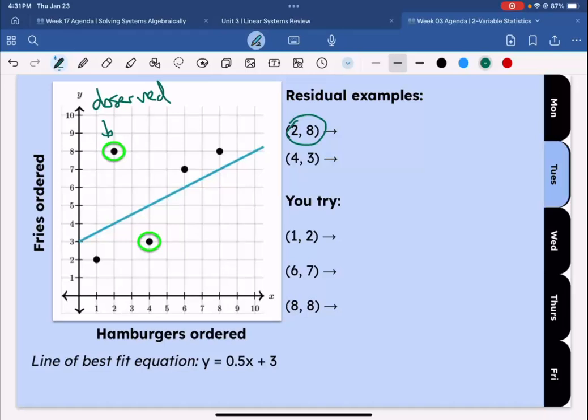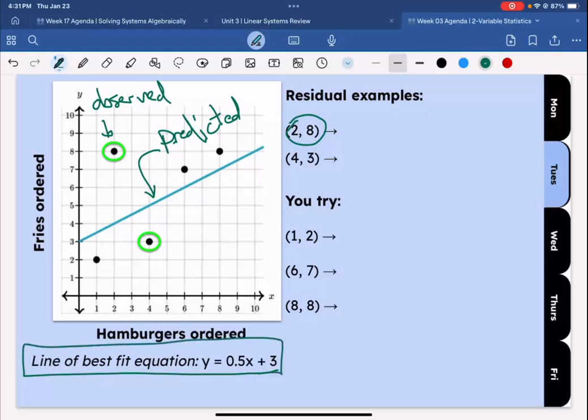Observed data, whereas our line is predicted. So predicted on the line from the graph or from our equation for the line of best fit down here. So if we're looking at this data point, for 2 hamburgers ordered, we got 8 orders of fries. The question is, what did we predict? So we can look at the graph because we're looking at the same x value, 2 hamburgers ordered. We're going to see what is the vertical distance difference between these 2 points.